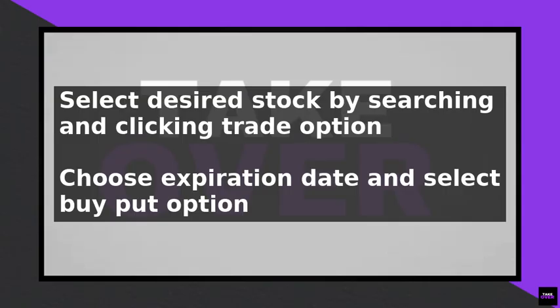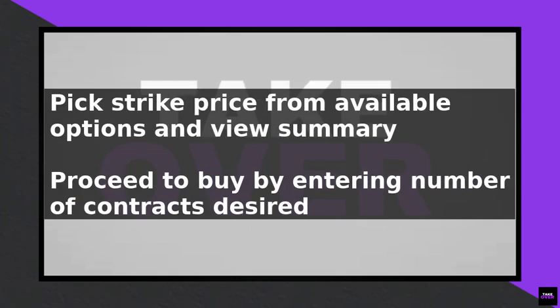From the search results, select the stock and click on the Trade option, which will take you to the option trading screen. Here, you must choose an expiration date based on your trading strategy, and then select the Buy option and Put. Next, you will need to pick a strike price from the available options, which is the price at which you have the right to sell the stock.